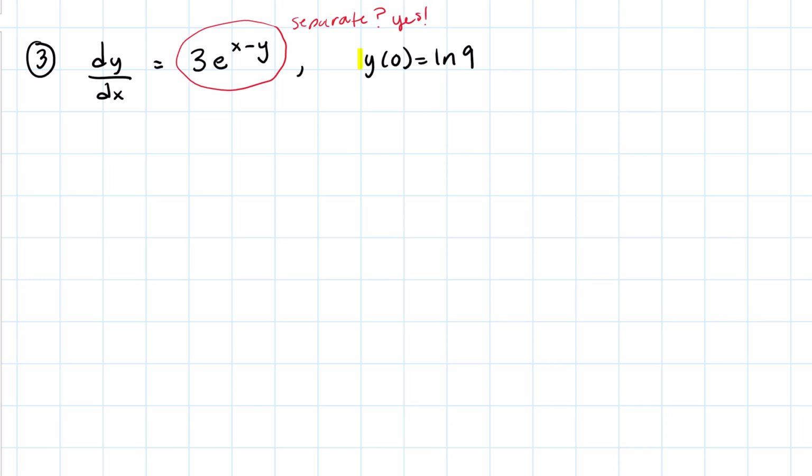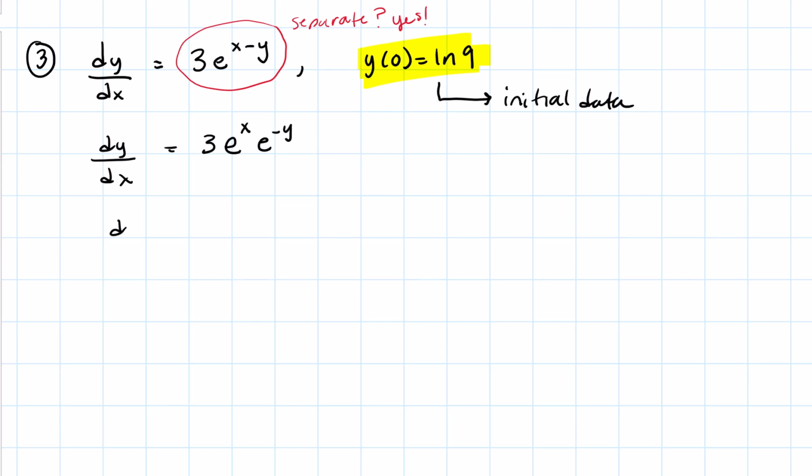The other thing that's given here is some initial data, so we'll be able to use that to find our constants as we're integrating. So let's go for it. Let's use some rules of exponents that say that when we have e to a sum or a difference, we could write that as, in this case, e to the x times e to the negative y. So we could actually write this dy/dx as 3e to the x over e to the y.